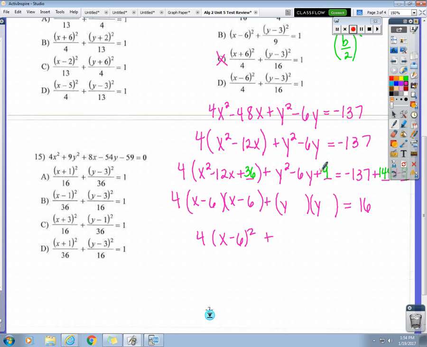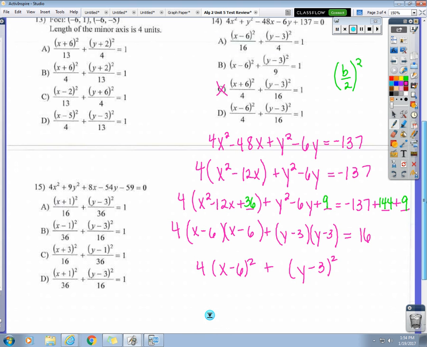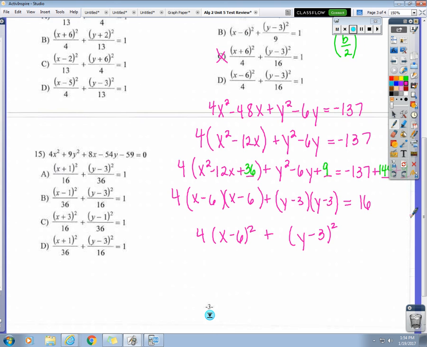And then over here, what numbers multiply to 9 and add to negative 6? Negative 3 and negative 3. So won't this just end up being a y minus 3 squared? Is there anything to mark out? No, they all say y minus 3 squared.